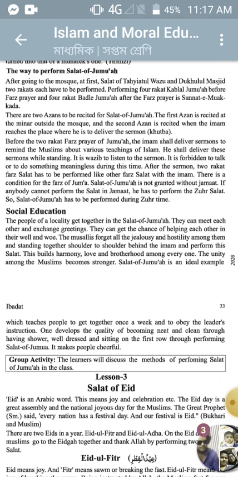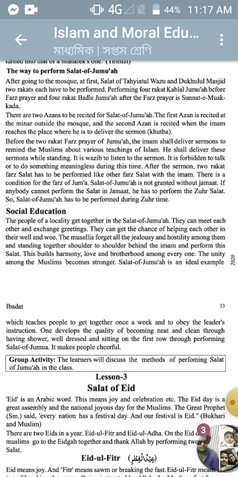There is a condition for the prayer of Salat of Juma. Salat of Juma is not valid without jamat. If anybody cannot perform the Salat in jamat, he has to perform the Zuhr Salat. So, Salat of Juma has to be performed during Zuhr time. Last point of this lesson: social education.